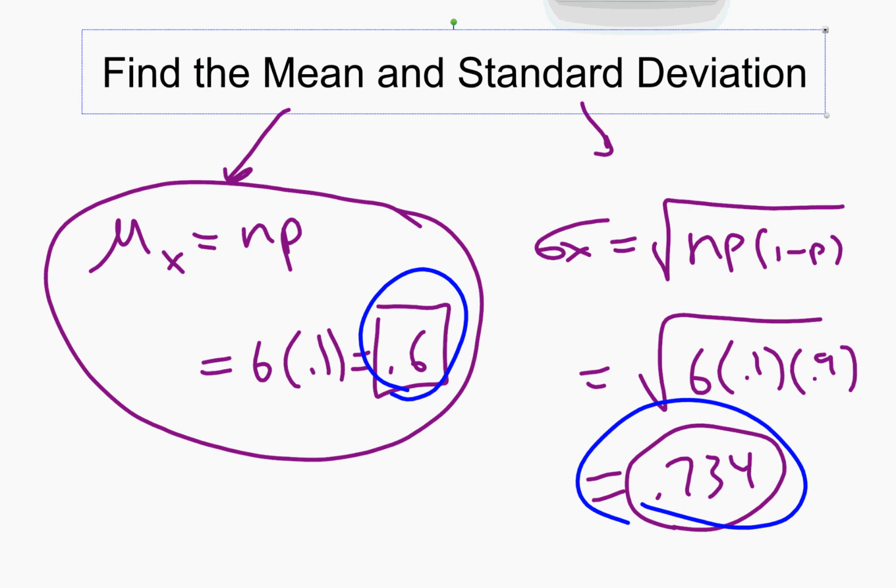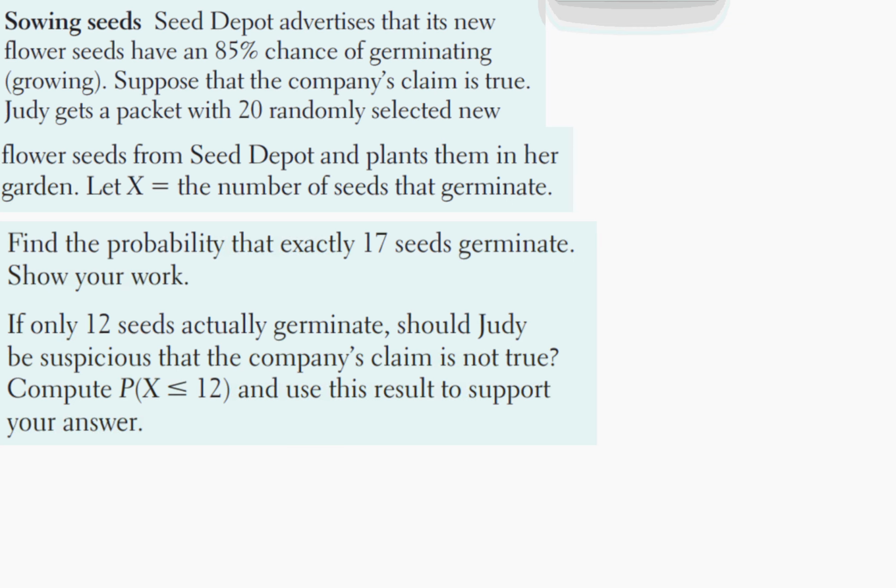So now you know how to do all the things related to the binomial setting. This is a problem I'd like you to try. So you can just pause the video and give this problem a try and see what you come up with. And then when you're ready, you can restart the video and do this problem.